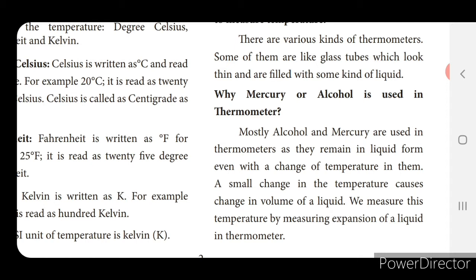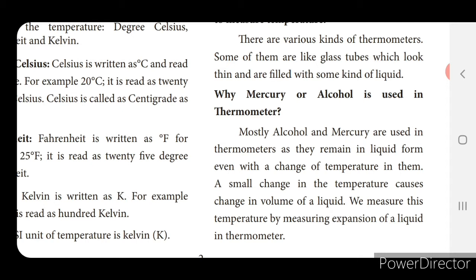We call this mercury and alcohol thermometric liquid. Why do we call it a thermometric liquid? Because mercury and alcohol can be used in the thermometer to show the temperature of the substance. So these liquids are called thermometric liquids. Why are they used in a thermometer? Mostly alcohol and mercury are used in thermometers as they remain in liquid form even with a change of temperature. Yes, they will remain as liquid itself even when there is a change in temperature.